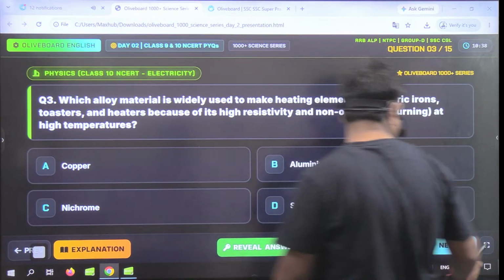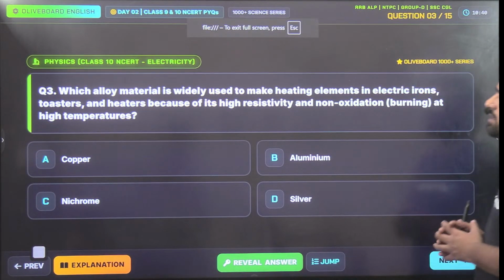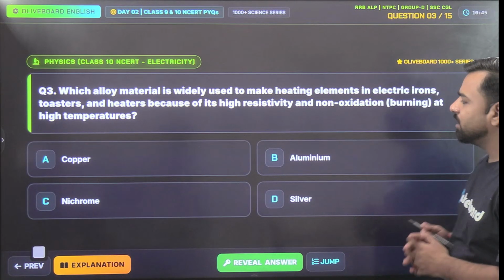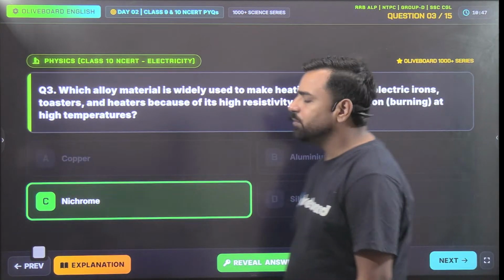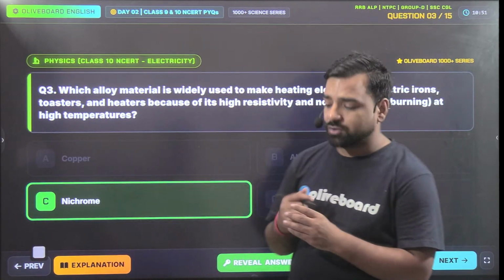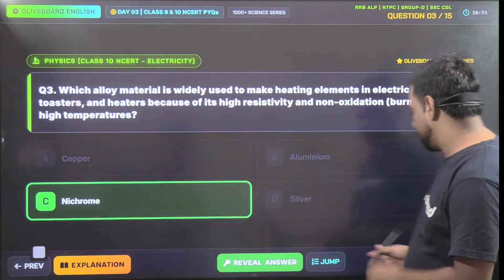Coming back from here, again, which alloy is used widely for making the heating elements in the electric irons and all? So that's nichrome. Now why is it used? Because of its high resistivity, and because of its high melting point, it will not melt easily.